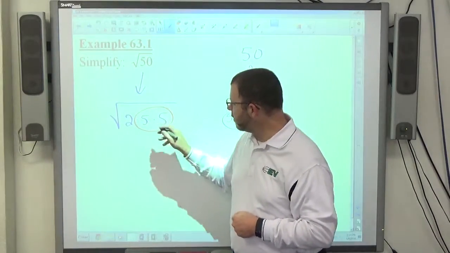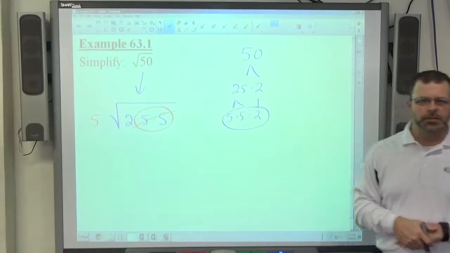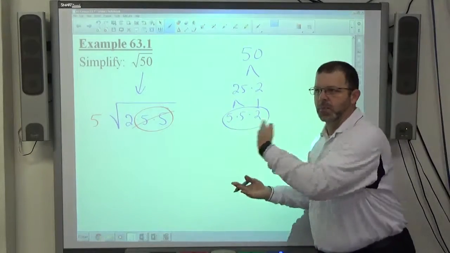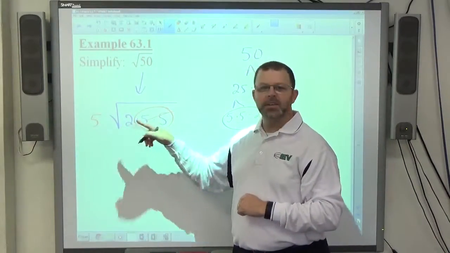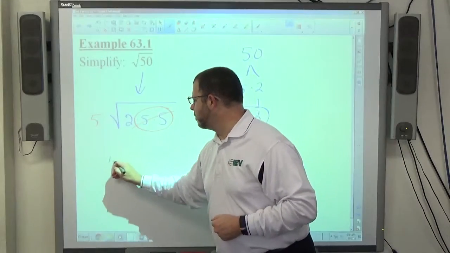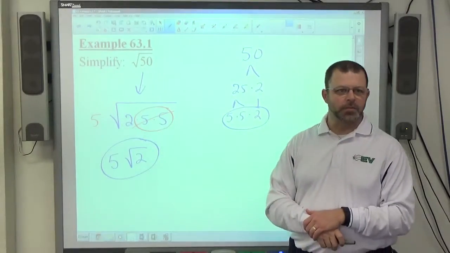So the square root of 25 is 5. Once you pull that 5 out, it's gone. Okay? A pair of numbers inside represents one number outside, and every pair gets struck out if you pull one out. If something does not have a pair, it's not a perfect square, it has to stay in. So then we end up with a simplified version of 5 times the square root of 2. That is what I'm looking for as the answer.